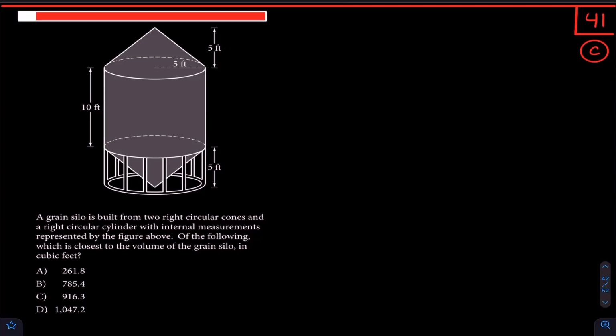Something you need to know about the SAT is that it actually gives you the formulas for all of these things that you need to find the volume of. It's got a formula sheet at the front of the booklet, and if you look at that, you can see that the volume of a cone is 1/3 pi r squared h, and the volume of a cylinder is pi r squared h.